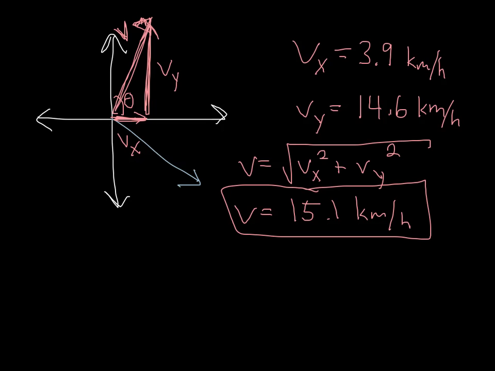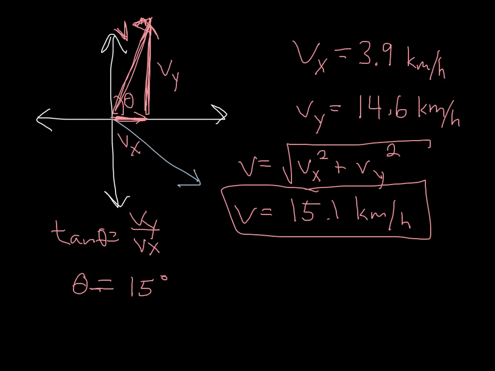Now I want to know the direction. I want to know that angle. How can I find the angle? Pick a trig function. You know every side of that triangle. I picked tangent. So tangent of theta is opposite over adjacent. What's the opposite side? Vy. What's the adjacent side? Vx. So you can plug in your numbers and you'll find a theta that's equal to 15 degrees.